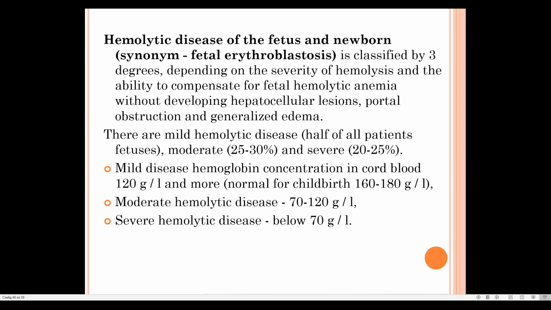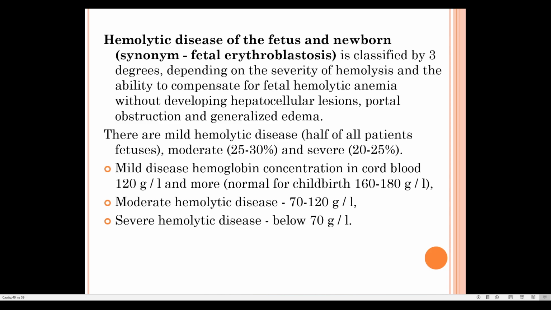Hemolytic disease of the fetus and newborn, whose synonyms are fetal erythroblastosis or erythroblastosis fetalis, is classified by 3 degrees depending on the severity of hemolysis and the ability to compensate for fetal hemolytic anemia without developing hepatocellular lesions, portal obstruction, and generalized edema. There is mild hemolytic disease, occupying half of all affected fetuses, moderate, occupying 25 to 30%, and severe, occupying 20 to 25%.